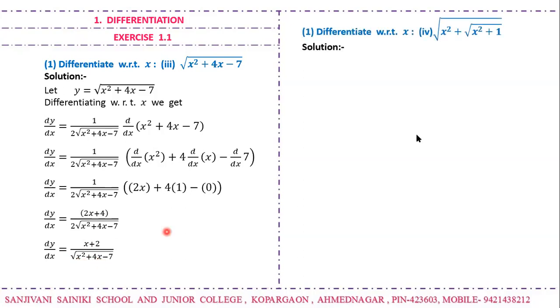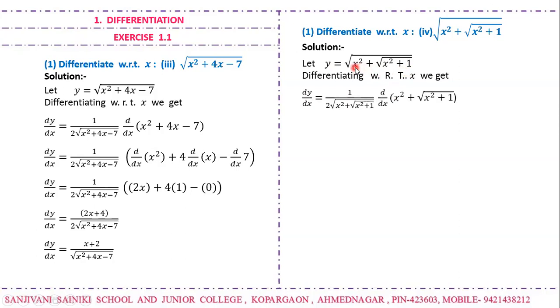Moving further, differentiate with respect to x the square root of x square plus root x square plus 1. Now let y is equal to square root of x square plus root x square plus 1, a composite function. So we will treat it as root f of x, so 1 upon 2 root f of x into f dash of x. So d by dx of whatever quantity is present in the square root, x square plus root x square plus 1. We will take the derivative of this function.